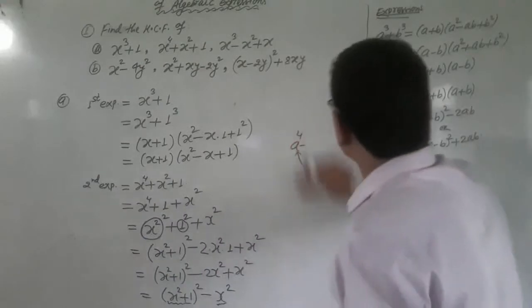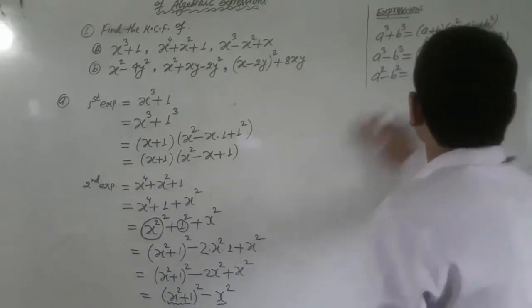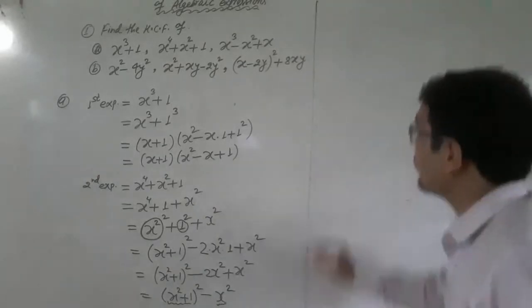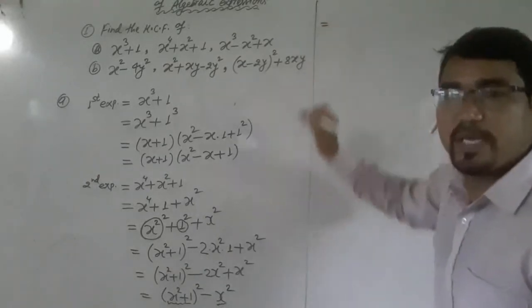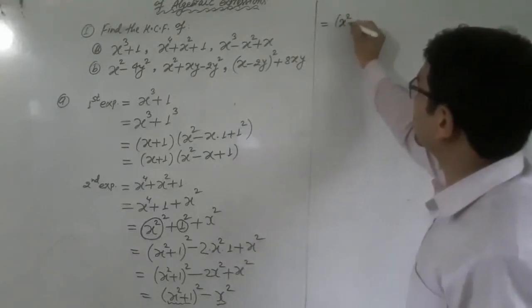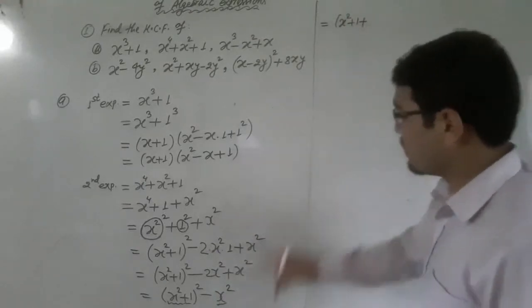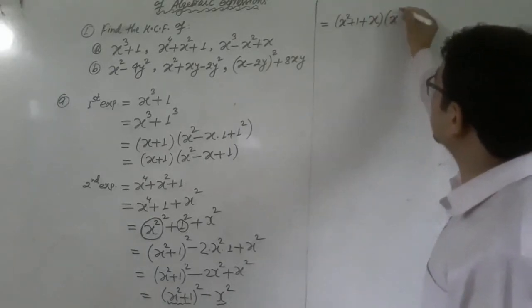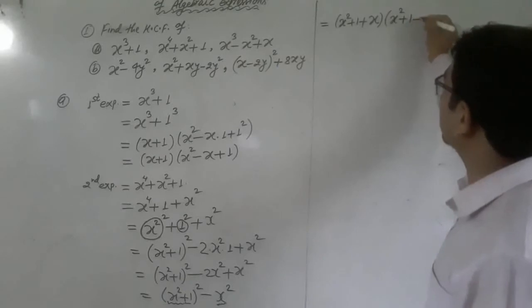So let's write here, a square minus b square is equal to a plus b. What do we write for a plus b? A is here x square plus 1, and b represents x. So a plus b is x square plus 1 plus x. Now a minus b: a is x square plus 1, and b is x.